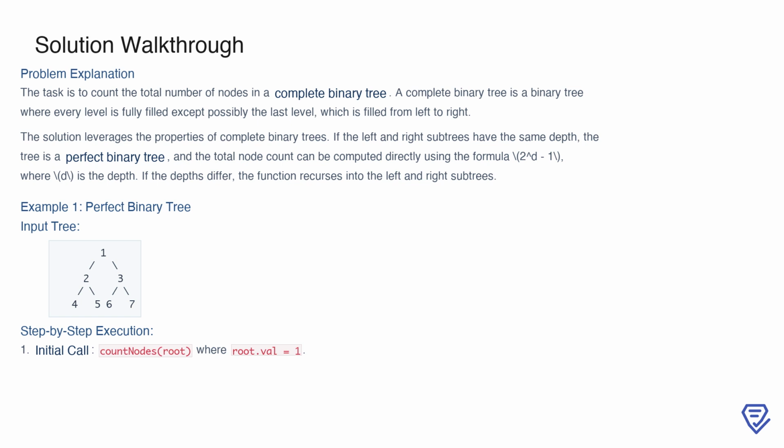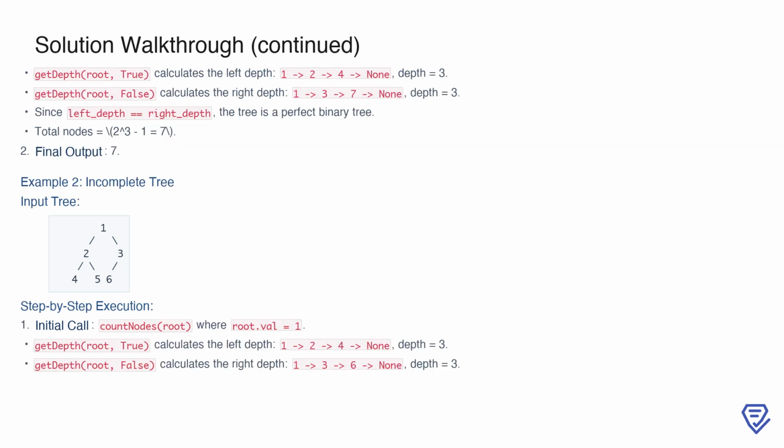For instance, in the first example, we are given a perfect binary tree where the root has a value of 1, and all levels are fully populated. Let's see how we calculate the total nodes in this case. To begin, we calculate the depth of the leftmost path using the getDepth function with the left flag set to true. Starting from the root, we follow the left child nodes until we reach a null node, resulting in a depth of 3.